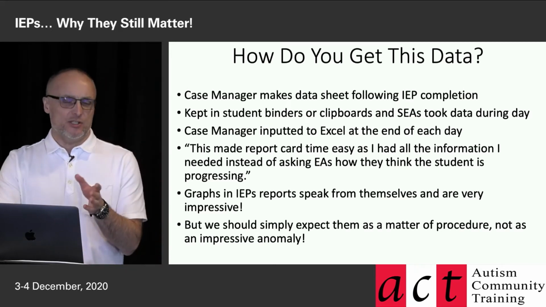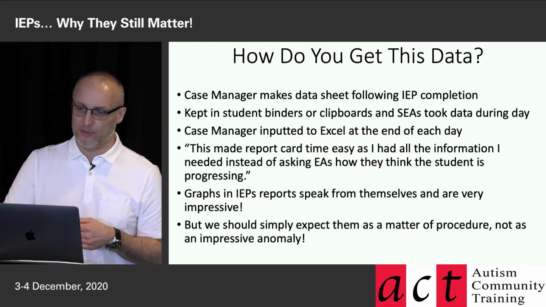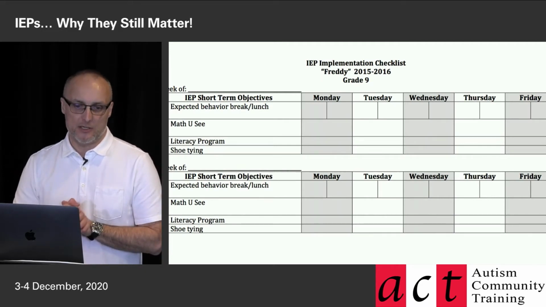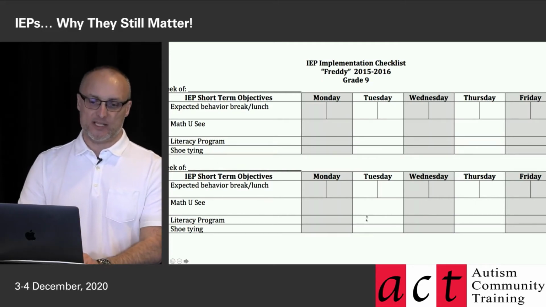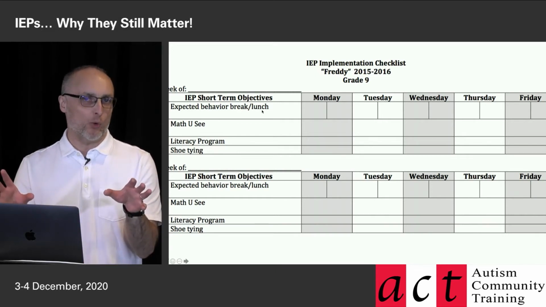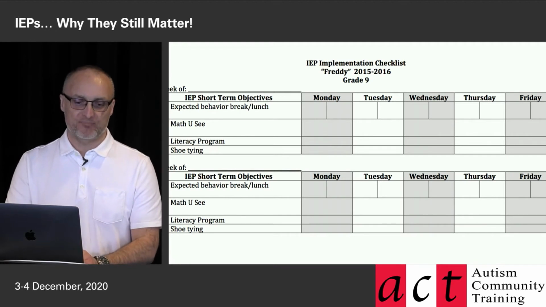So I mentioned to you these data sheets where you take the IEP and you put them together on a piece of paper. Here's some examples. This is for Freddie in grade 9. You can see there's 2 weeks of data here, Monday through Friday for 2 weeks. Short-term objective 1.1 is expected behavior during break and lunch. This is not the full wording of the short-term objective. This is an abbreviated title just for the sake of the data sheet.